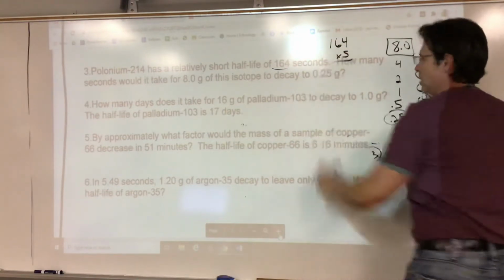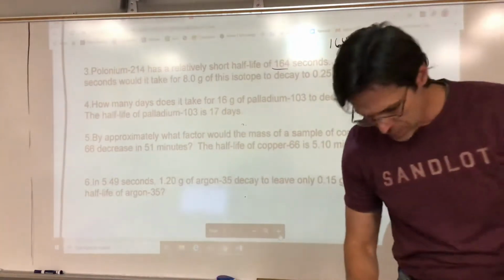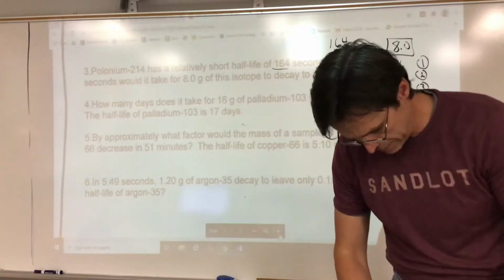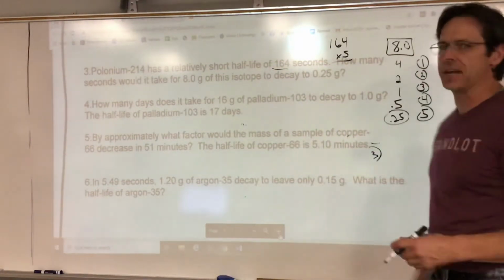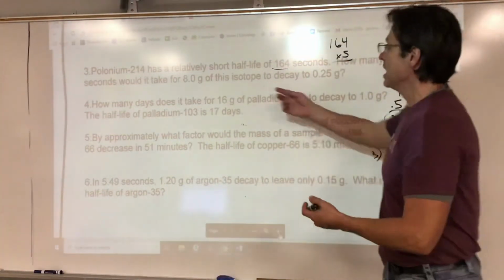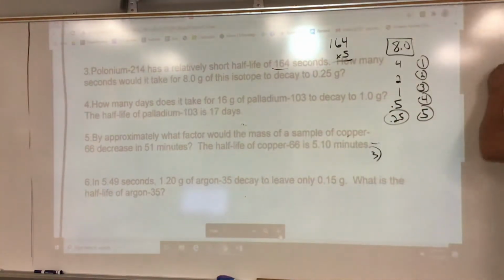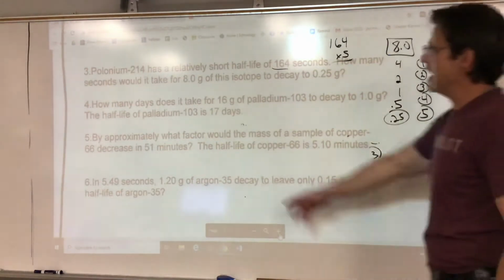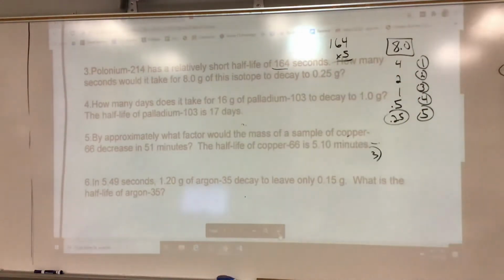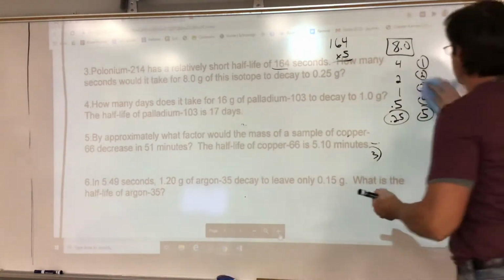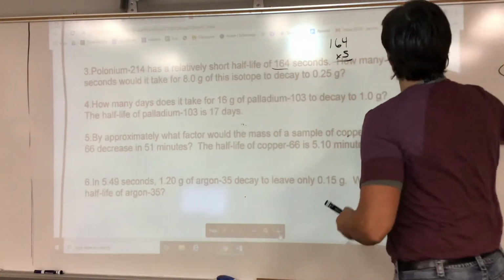On my calculator, 164 times 5, 820 seconds. You could have put it in minutes, but 820 seconds is fine because it gave it to you in seconds. If you wanted to put that in minutes, you could convert it. But 820 seconds is how long it would take for 8 grams of polonium-214 to decay down to 0.25 grams. Okay? 3 down, 3 to go.